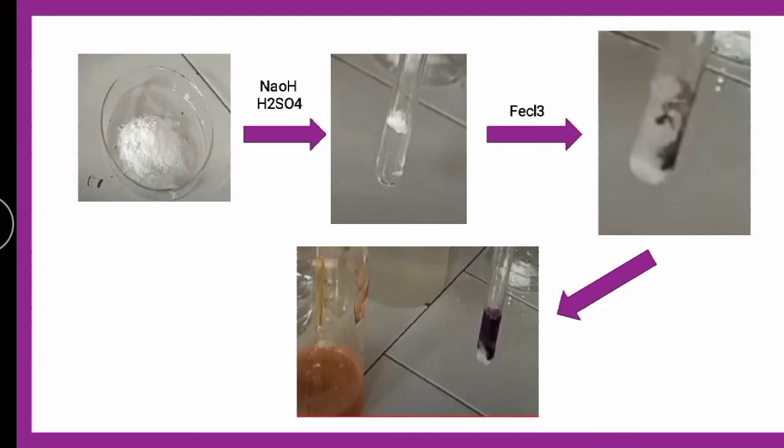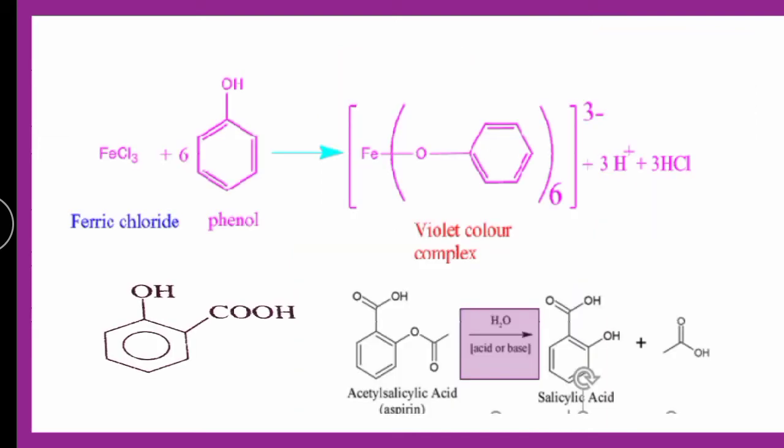So how is this violet color actually produced? What is the reason behind the production of the violet color? FeCl3 is generally used for the confirmation of phenol. When phenol is treated with FeCl3, the reaction takes place and the ferric forms a complex with phenol. You can see HCl separates out and this is phenoxide. So a ferric phenoxide complex is formed, which is violet in color.